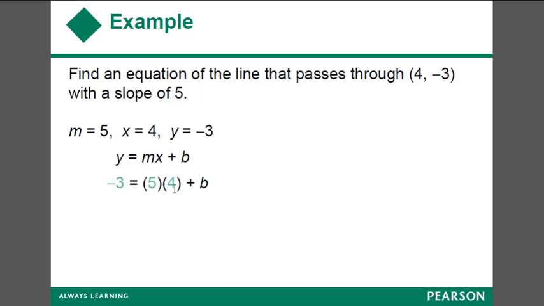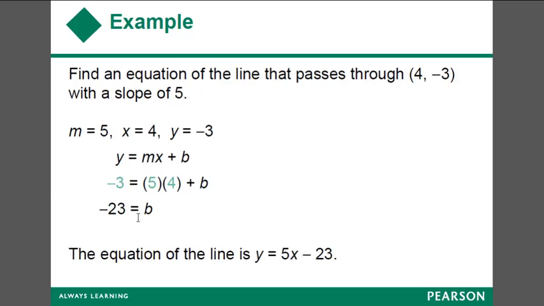Once I simplify this, 5 times 4 will give me 20, and I can subtract 20 from both sides, and I get -23 is equal to b. Now that I have my slope and my y-intercept, the equation of the line is y is equal to 5x minus 23. Notice I did not put the 4 and -3 back in. This way I have just the equation of the line. I can solve for any other x or y value that I so choose.